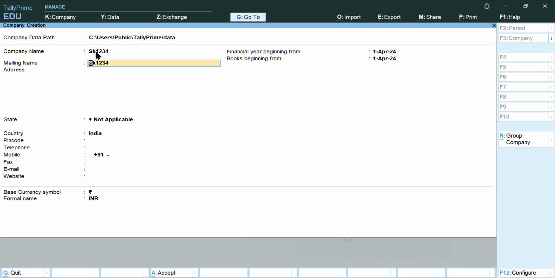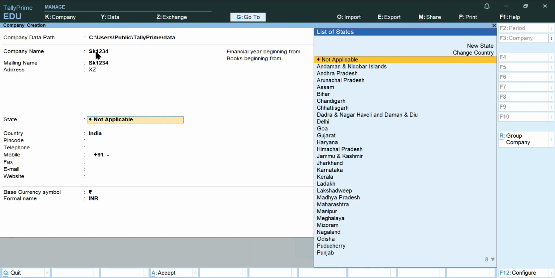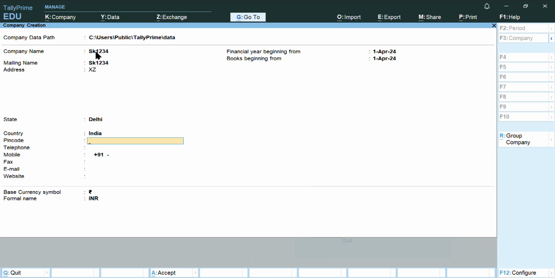So mailing address is my own address. I'm writing my name as it is, and maybe my address is say XYZ. Then the address, you can give the details. State. Now question says that state is going to be Delhi. It's important because GST is applicable state wise, so we need to be very careful while recording this.